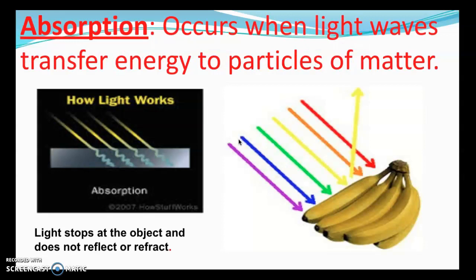So absorption. When we say absorb, we write it with a B. When we're saying absorption, we write it with a P. Same thing, different spelling. Thanks a lot, English. So this occurs when light waves transfer energy into particles of matter. When you use a sponge to absorb something, it sucks it up, right? And it stays inside of it.